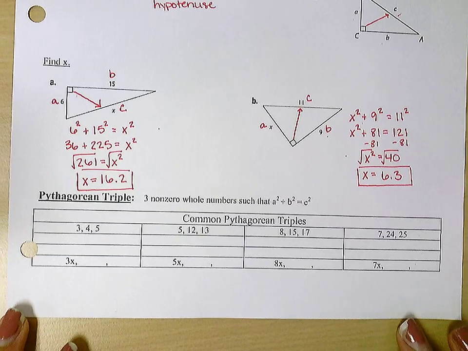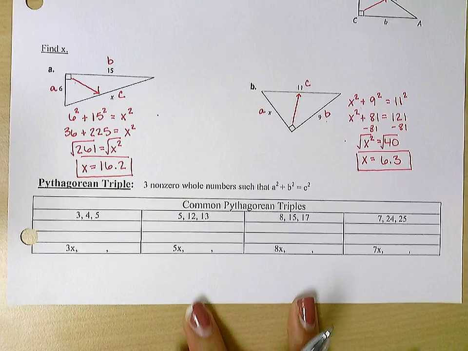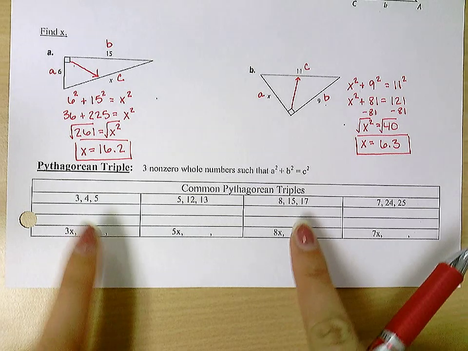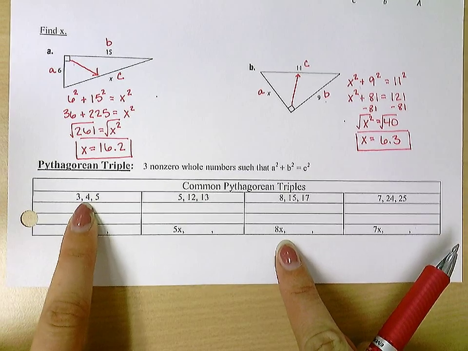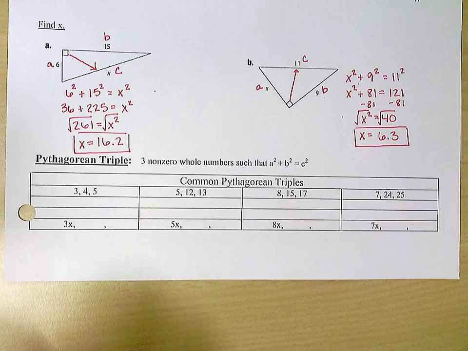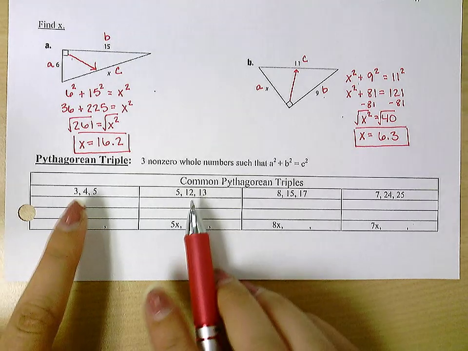All right. So next, we're going to look at Pythagorean triples. So those are three non-zero whole numbers such that a squared plus b squared equals c squared. So this is where if you plug these numbers into this formula, you will get a whole number answer. So you can actually take the square root of that number. Our examples here are 3, 4, and 5. 5, 12, 13. 8, 15, 17, and 7, 24, 25. Those are not the only Pythagorean triples. However, we can create more Pythagorean triples using these ones.